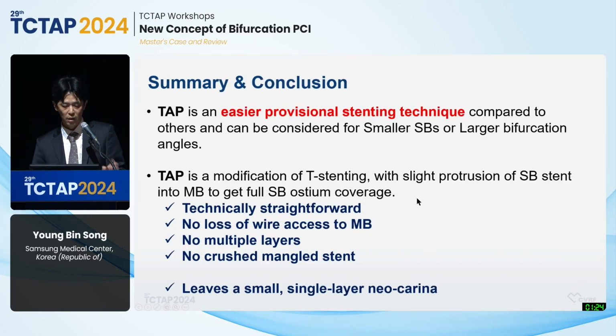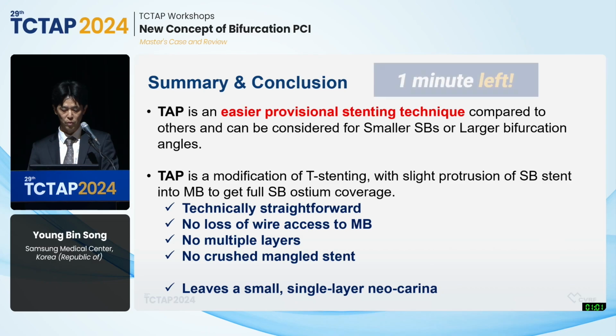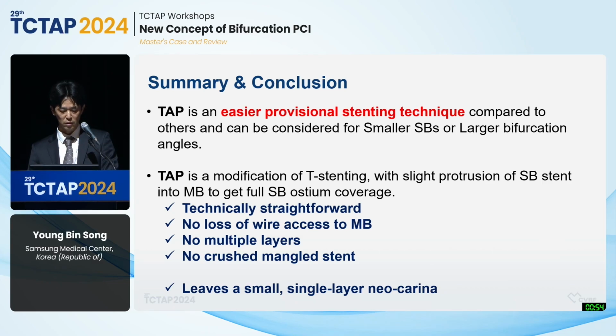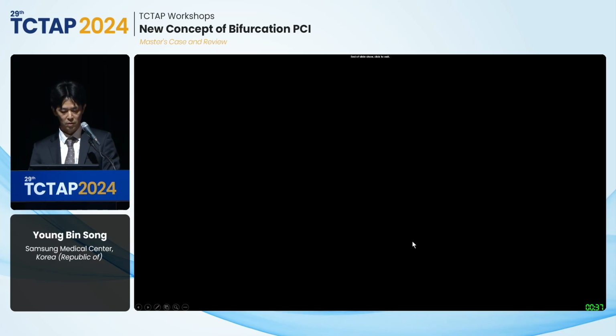Okay, this is my summary. TAP is an easier provisional stenting technique compared to others, and can be considered for smaller side branch or larger bifurcation angles. TAP is a modification of T-stenting with slight protrusion of side branch into main branch to get full side branch ostium coverage. It's technically straightforward and does not result in loss of wire access to main branch during procedure, does not leave multiple stent layers, and does not crush the stent. The only caveat is leaving a small single layer neocarina, which can be minimized for a small side branch or large bifurcation angle. Thank you for your attention.